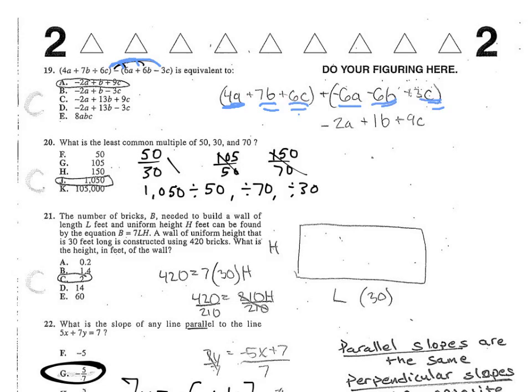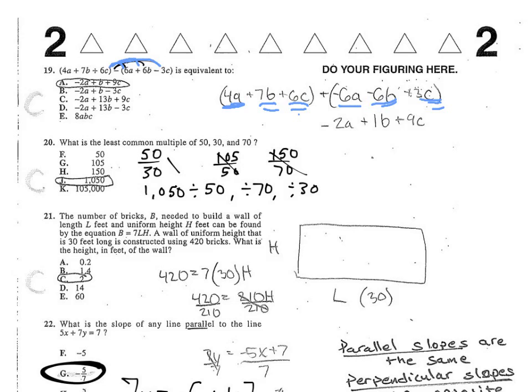For number 20, you're trying to find the least common multiple of 50, 30, and 70. In other words, if you keep counting by 50s, keep counting by 30s, and keep counting by 70s, what's the smallest number that's going to divide into all of them?